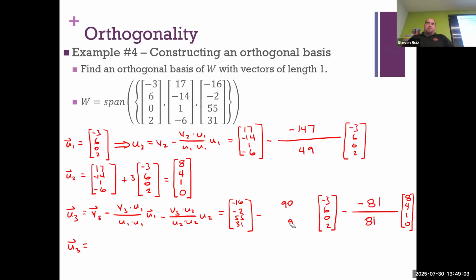So 98 over 49, that's 2. Negative 81 over 81, that's +1. So if I do this operation, I should be able to get U3. So negative 16 plus 6 plus 8. Negative 2. Negative 2 minus 12 plus 4 minus 10. 55 plus 1, 56. And then 31 minus 4 is 27.